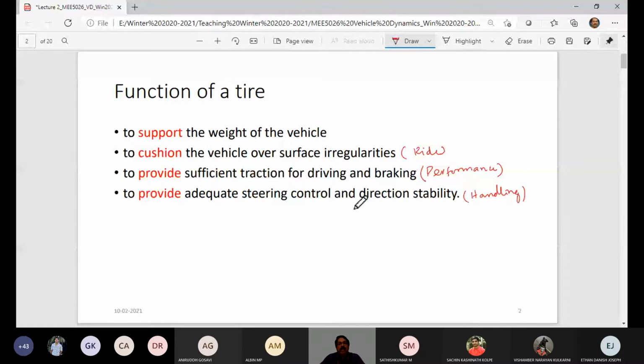So these basic functions can be nicely fulfilled by pneumatic tires. That's why they are very popular, and they are utilized, exploited thoroughly on road vehicles. Right, so that's one of the reasons why. And understanding of this tire dynamics is a fundamental requirement for our vehicle dynamics course, right? Because that is the one which is going to develop the necessary forces and moments at its interaction with the road surface.